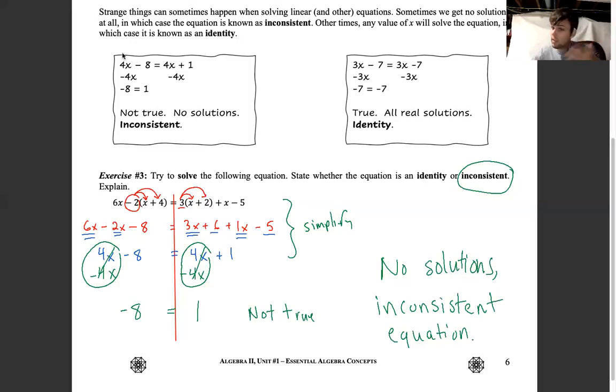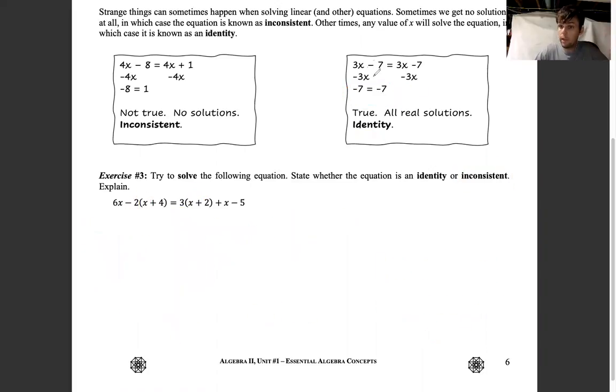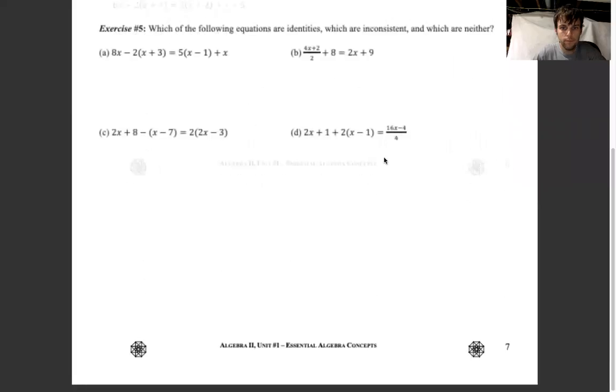Now, if this had been worked out just a little bit differently and we ended up with a true statement at the end, right? If we ended up with something like we had over here with a true statement, -7 equals -7, it's not an inconsistent equation. It's something that's called an identity. And instead of having no solutions, it would actually have an infinite number of solutions. Every number is a solution. Anyway, small difference, but actually quite a big difference in terms of what it means.